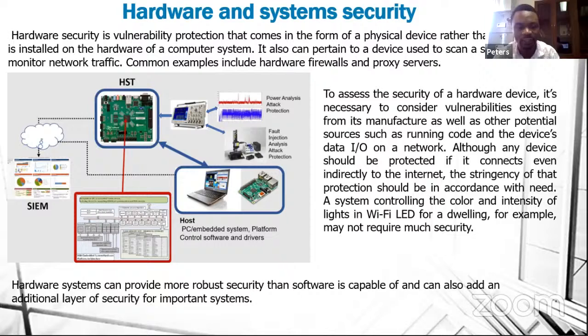And I said, hardware systems can provide more robust security than software is capable of. And it can also add an additional layer of security for important systems. This is why the hardware is not really talked about as much as the software. But we can also look at it that the hardware is also prone to problems and vulnerability. But because there are other tools that we can just buy and attach, there are hardwares that we can buy and attach to our system to reduce the vulnerability of our hardware.